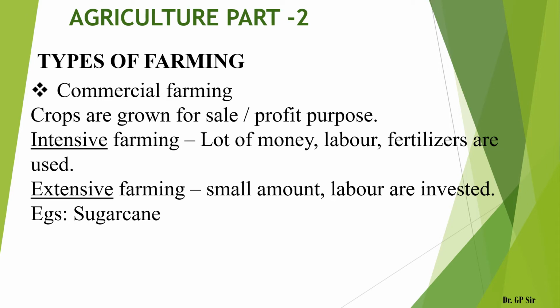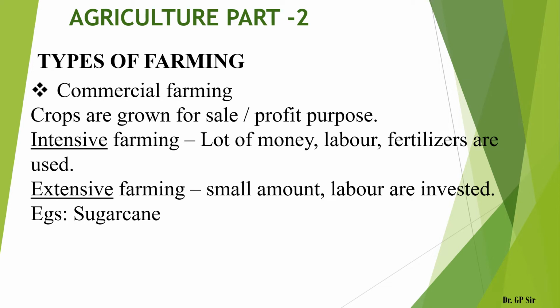Likewise, commercial farming also has two types: intensive farming and extensive farming. You have to remember these crops are grown only for profit. It could be sugarcane, cotton, all of those only for profit. Even tea and coffee come under the same thing. When I say coffee, tea, sugarcane and all, how much can you people use for your own consumption?